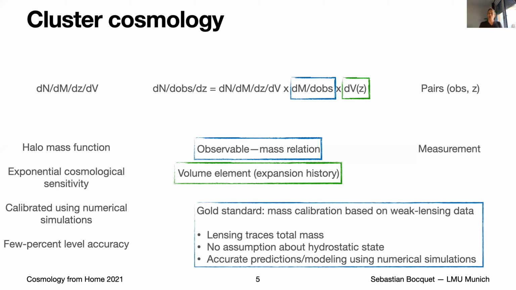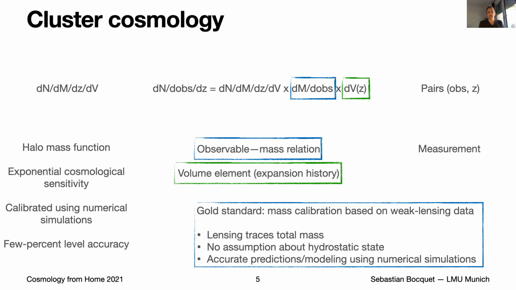So basically, for each cluster, we have pairs of measurements, or observables, in redshift. So the way we link this is the equation in the middle, and it's basically just converting the halo mass function from mass space to observable space. So two elements enter here. One is the observable mass relation, and I'm going to be talking about this quite a lot in this talk. And then the volume element that depends on the expansion history.